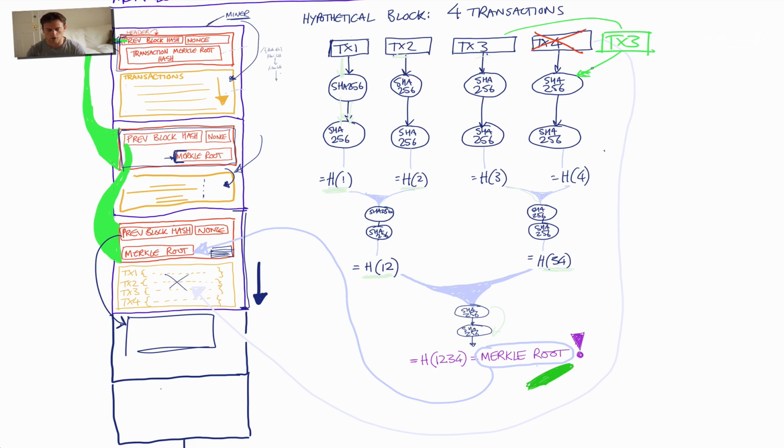So basically, you start off with a huge number of transactions. You hash each transaction first. Then you pair them up into pairs, combine those hashes, and then basically hash the result. And then you repeat that pairing process until you end up with 1, and that's the Merkle root.